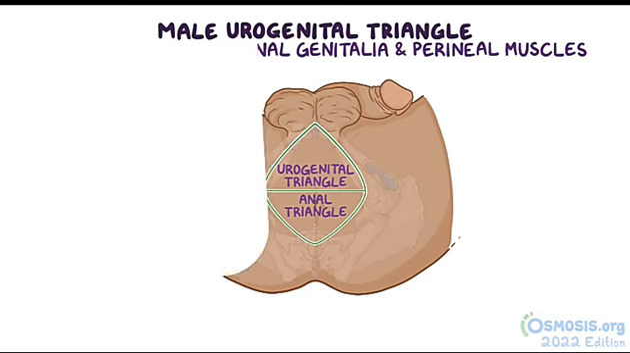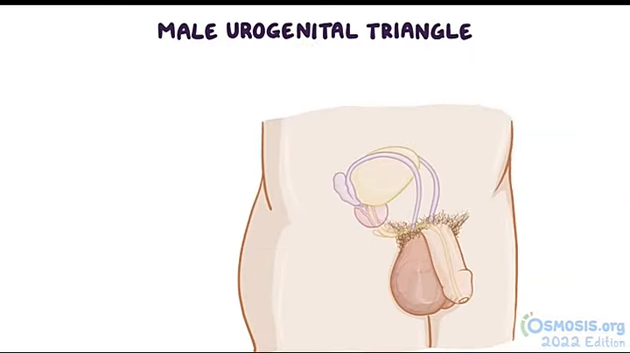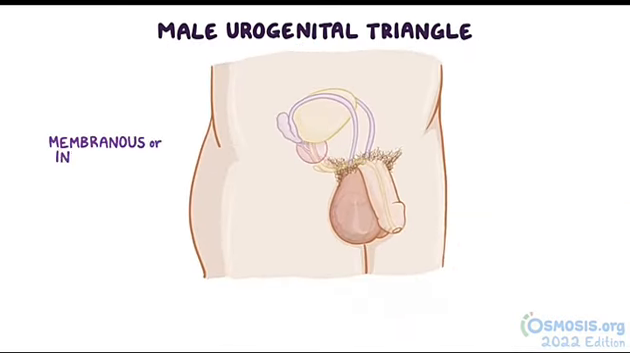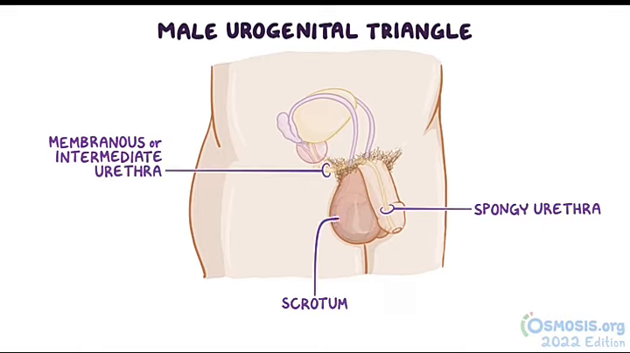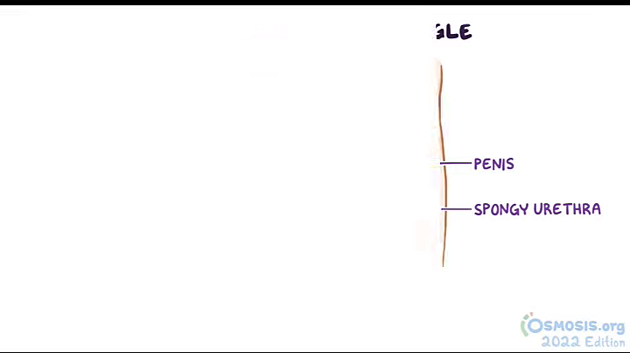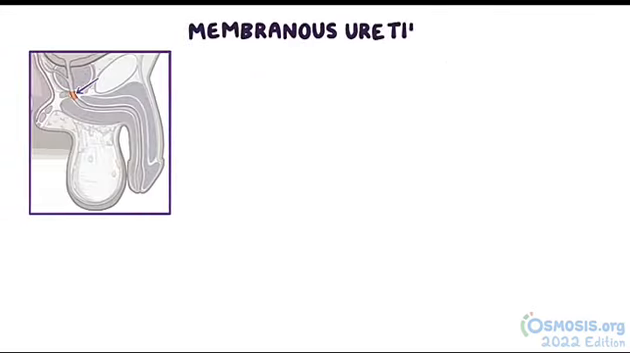Let's start with the male external genitalia, which includes the membranous, or intermediate urethra, the spongy urethra, the scrotum, and the penis. The membranous urethra begins at the inferior surface of the prostate gland, called the apex.